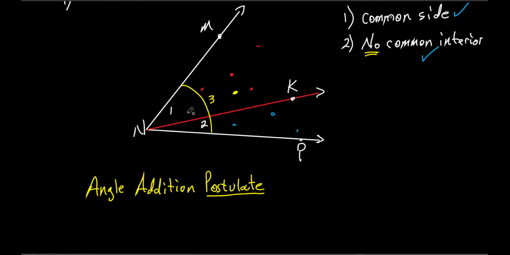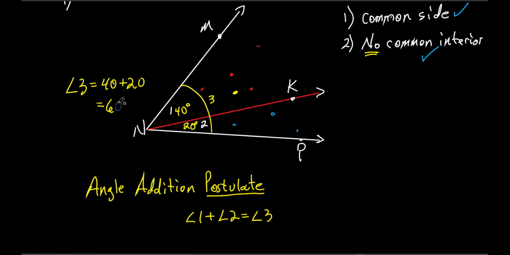What do they do? Yeah, so angle 1 plus what? Angle 2 equals angle 3. Right? So if I knew that angle 1 was 40 degrees, and I knew angle 2 was, let's say, 20 degrees, what is angle 3? Everybody watching? Trey, you with me? I said, if angle 1 is 40, angle 2 is 20, what is angle 3? So angle 3 equals what? 60 degrees. How did you get it? You went 40 plus 20, and that's 60 degrees.